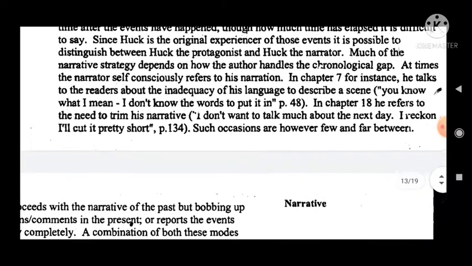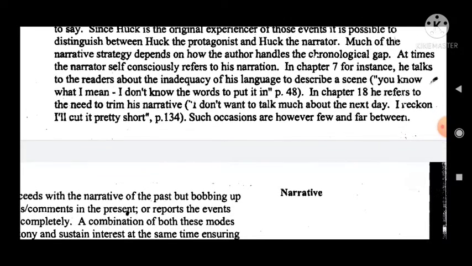At times the narrator self-consciously refers to his narration. In chapter 7, for instance, he talks to the readers about the inadequacy of his language to describe a scene. You know what I mean? I don't know the words to put it in. Page 48. In chapter 18, he refers to the need to trim his narrative.